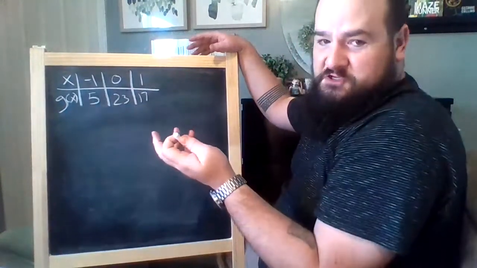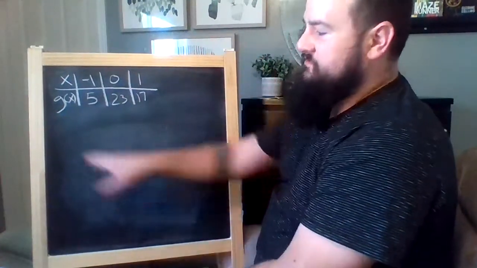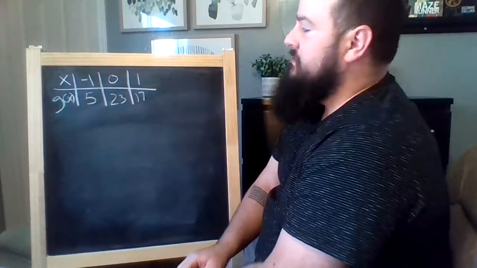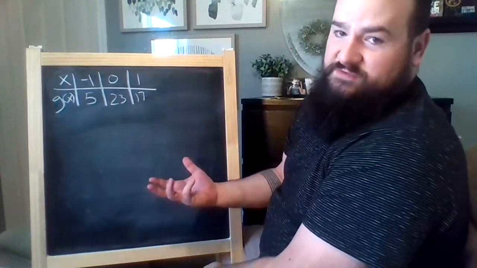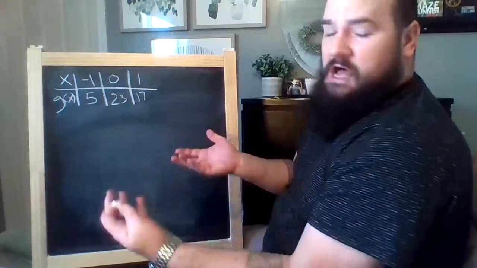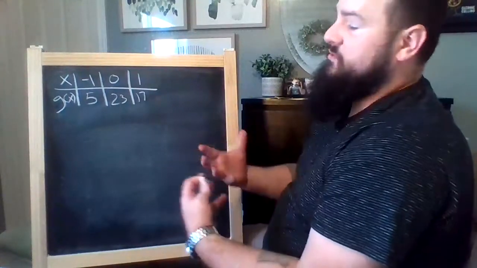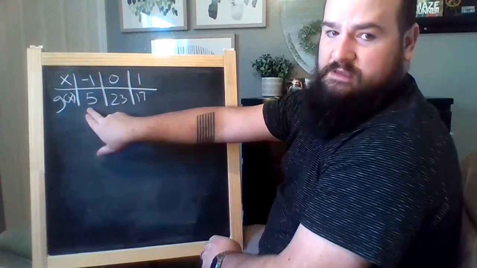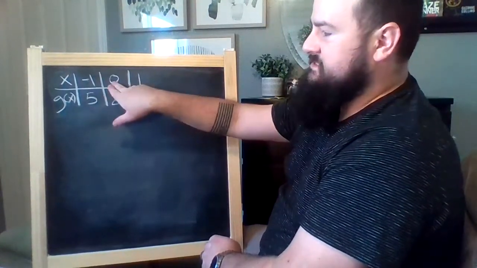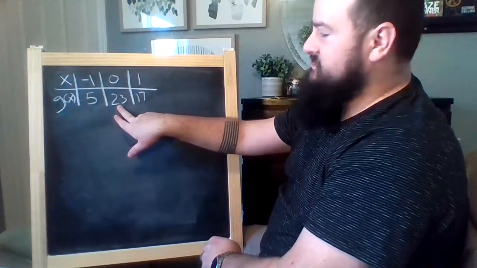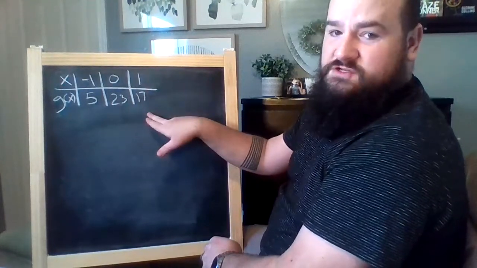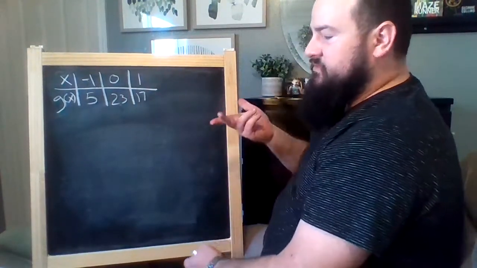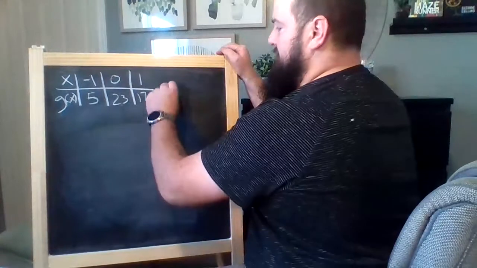So here's a random function. This is the function g of x. Now, we don't know anything about g of x. We don't know that it is a line or quadratic or anything like that. The only thing we know is that when x is negative 1, g of x is 5. When x is 0, g of x is 23. And when x is 1, g of x is 17. That's it.